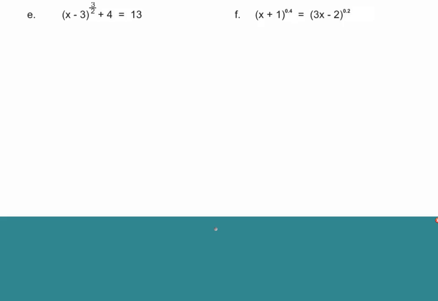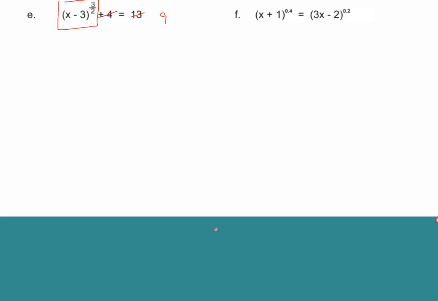Okay, fractional exponents. How are you going to deal with it? What's the situation? You can turn it into a radical if you'd like. But I want to isolate that. So hopefully you agree. Let's add a negative 4 to both sides. That's going to make the right a 9.